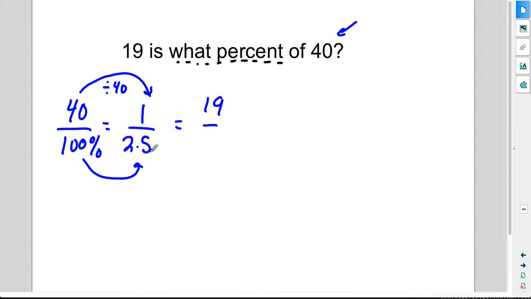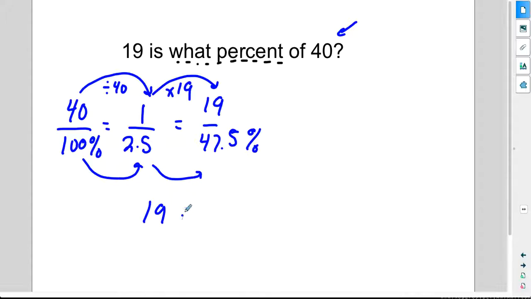That's 2.5. And then I'm going to go from 1 to 19, which is going to be a factor of 19. 2.5 times 19 is going to give me 47.5%. So I can now say that 19 is 47.5% of 40.